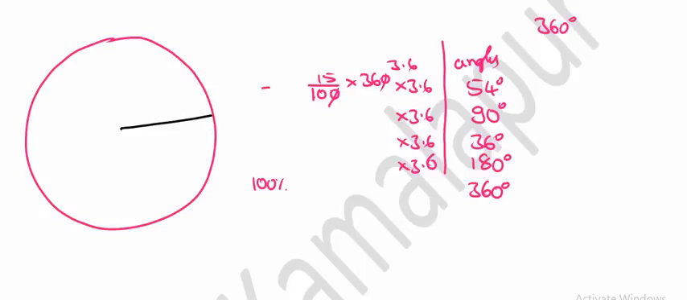Now we put the protractor here. By putting the protractor here you have to mark 54 degrees, and join this line. This gives you 54 degrees.